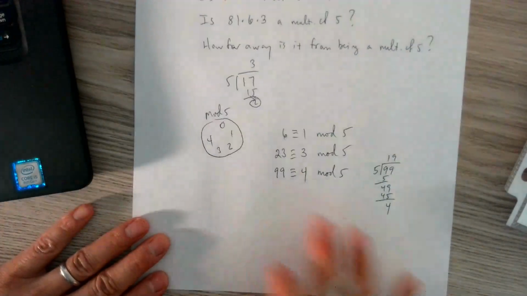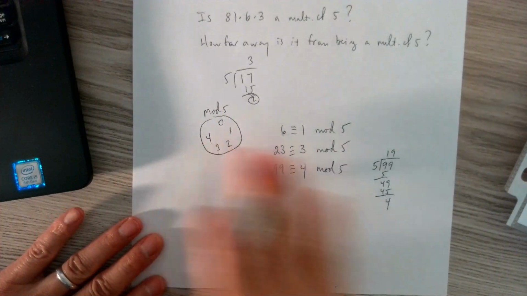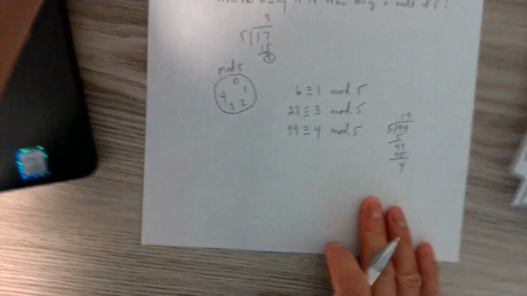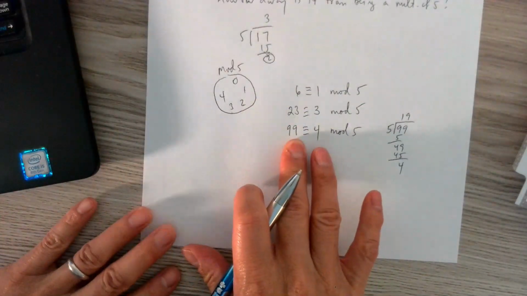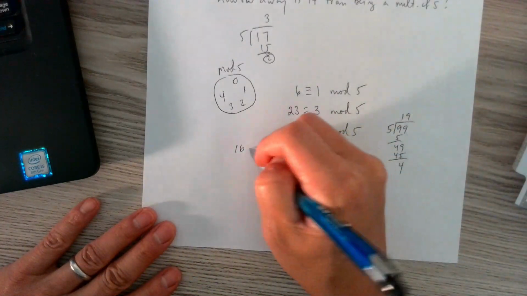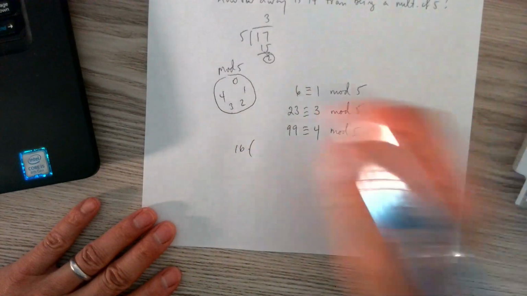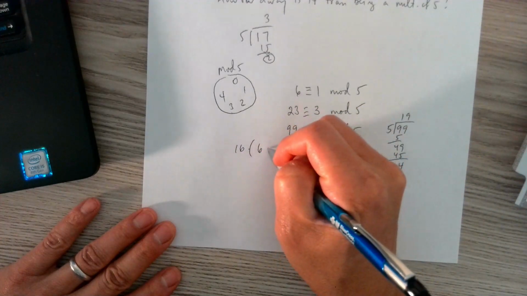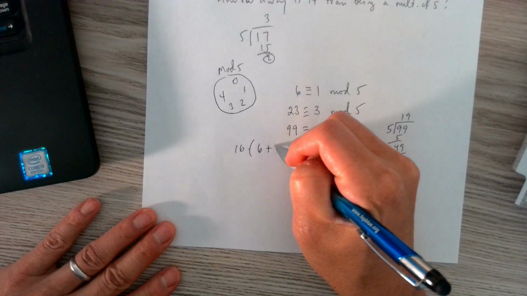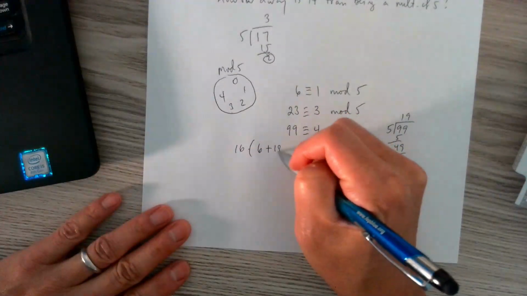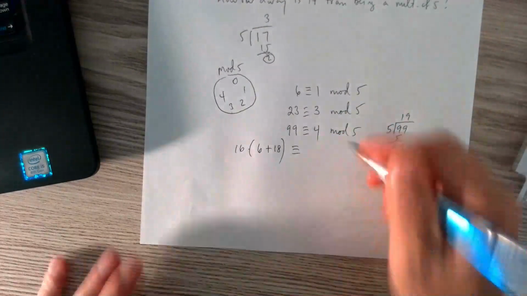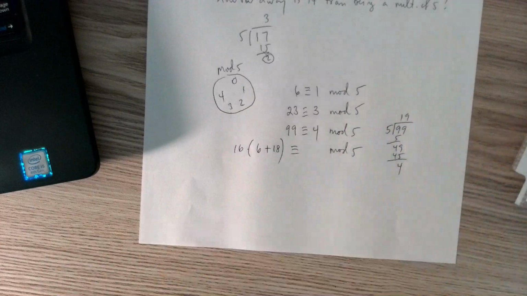Now these are all single numbers, so I have the clock or I have long division to lean on. But what if my expression is not just a single number? Maybe it's something more, like 16 times 6 plus 18. What is that equivalent to in mod 5?